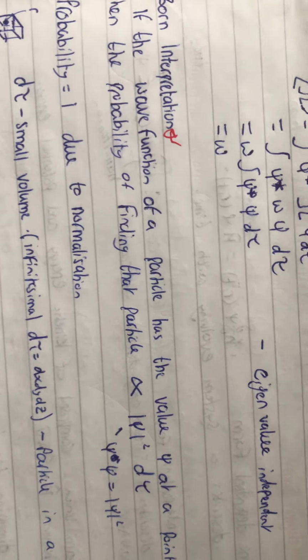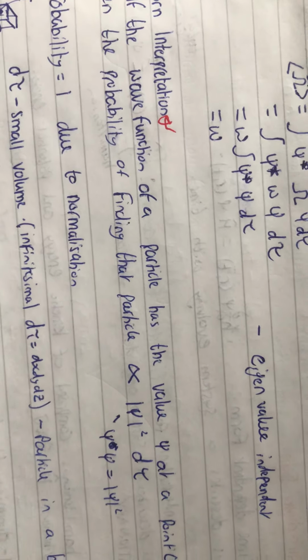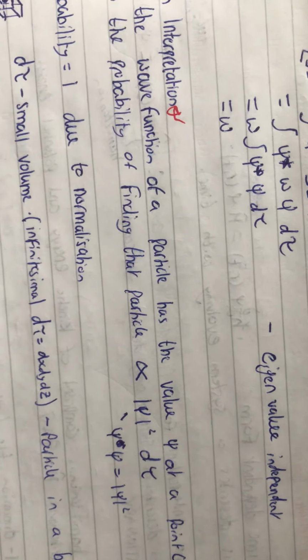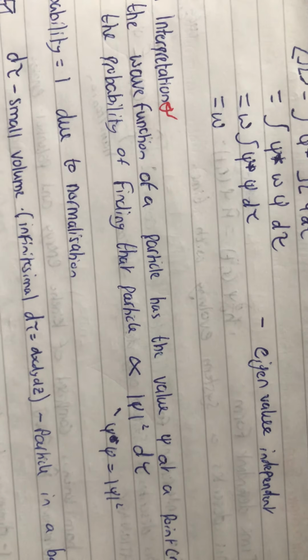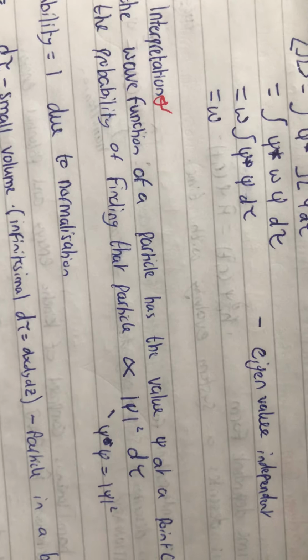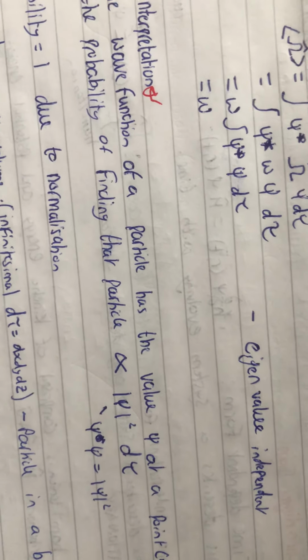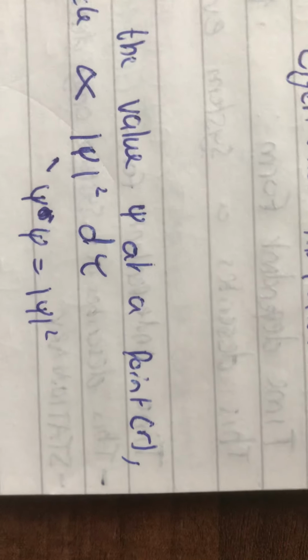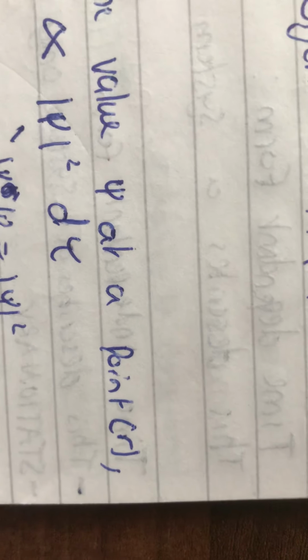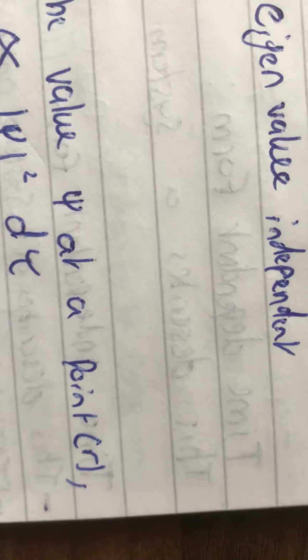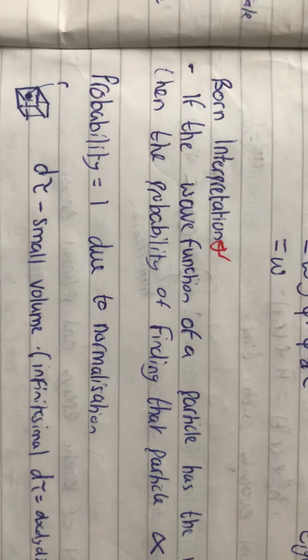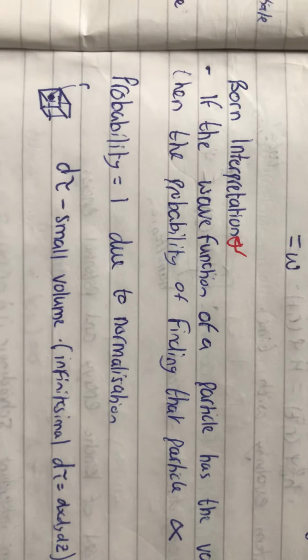If the wave function of a particle has the value of psi at a point r, then the probability of finding the particle is proportional to the wave function squared when integrating over all space d tau. I've written that twice there, I don't know why, but that's just what it means. It's essentially the wave function's complex conjugate times the wave function, which is the wave function squared. And the probability is equal to 1 due to normalization.